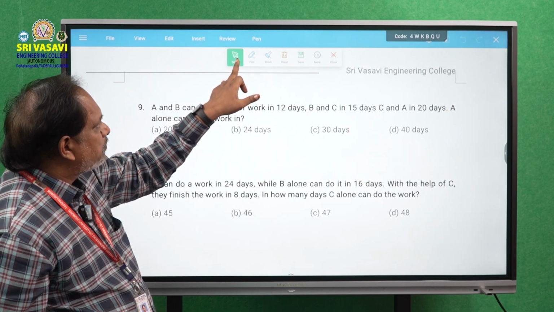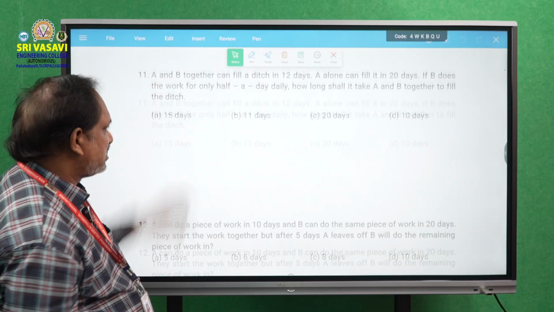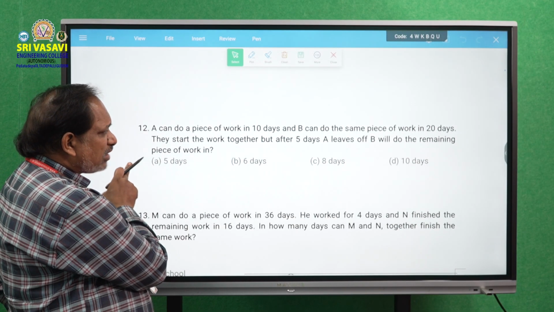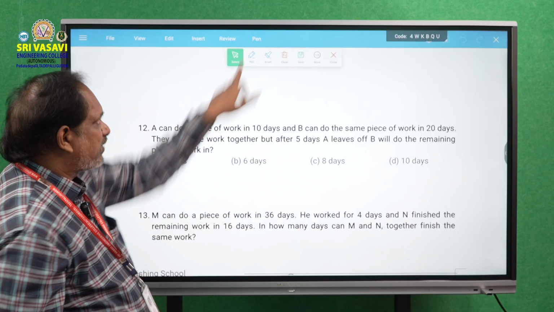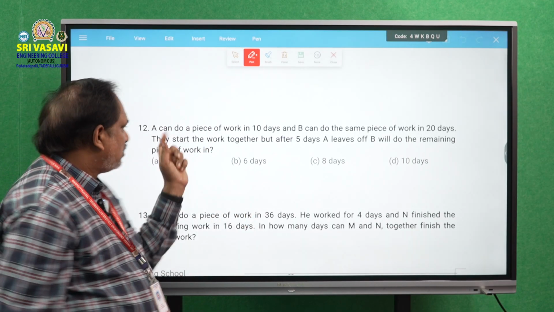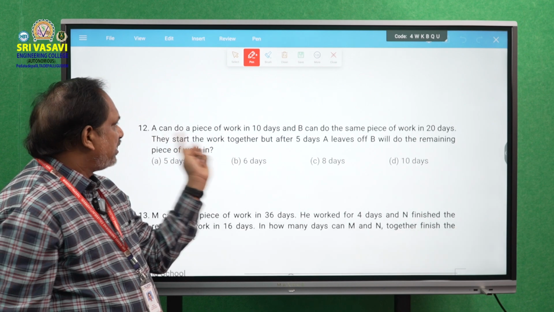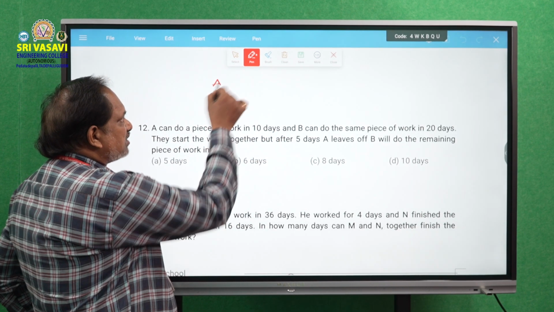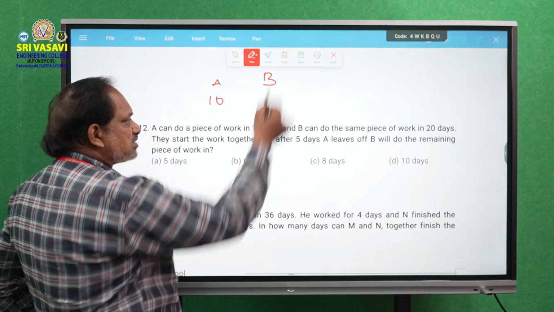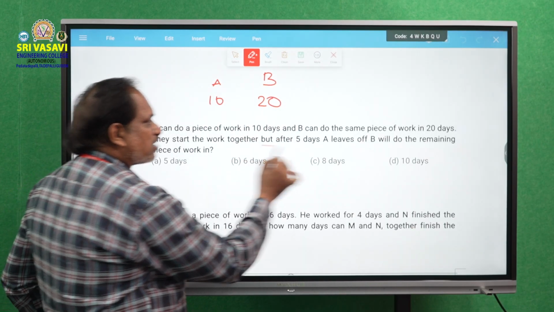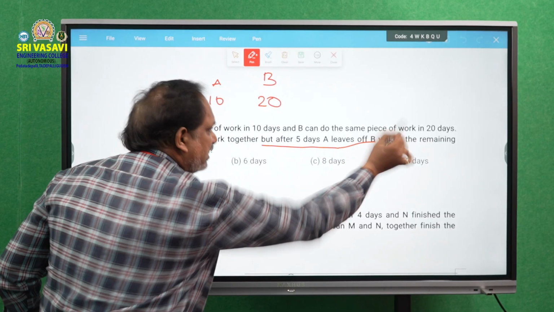And one more example we need to discuss here. That example is very clear. See that, sometimes the logic is not required. Only based on question understanding, some questions can be cracked. That example, this one: A can do a piece of work in 10 days. A is in 10 days. B can do the same piece of work in 20 days. They start work together, but after 5 days, A leaves off.